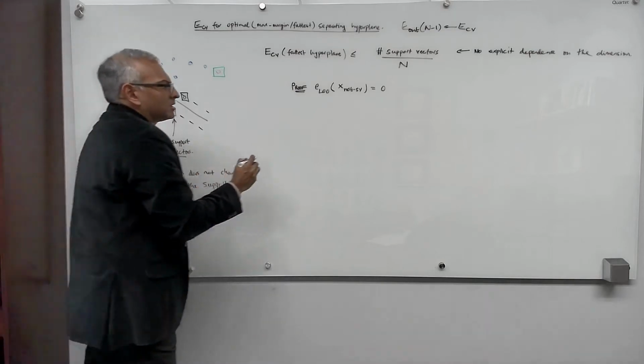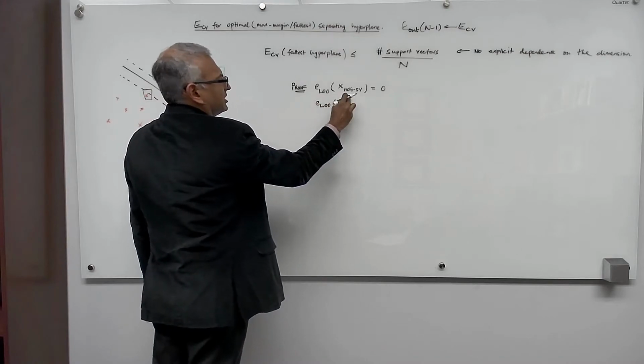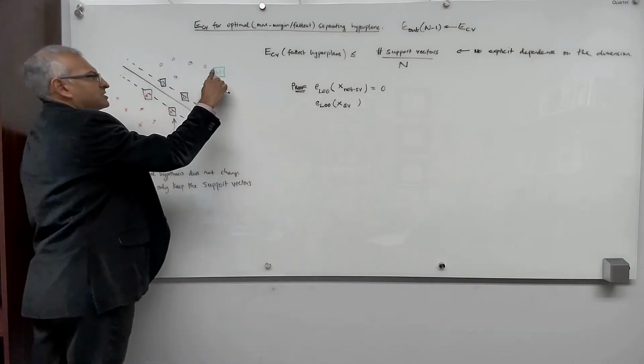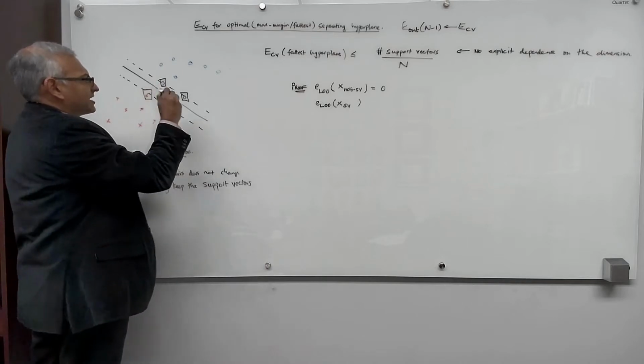Now, let's look at the left out error, the leave one out error, E leave one out, on a data point that is a support vector. So supposing instead that I leave out this guy, or I leave out this guy.